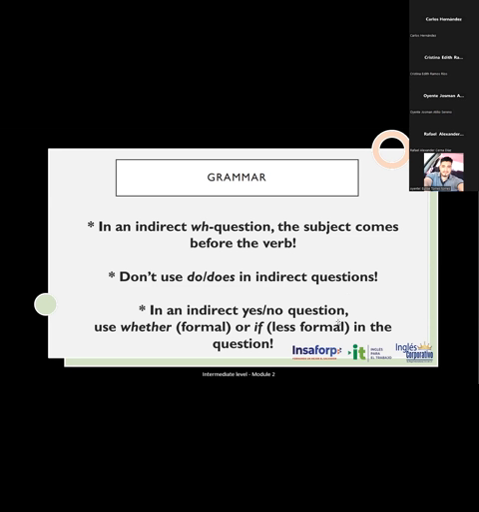So with the direct questions, we change the order. In an indirect yes/no question, we use whether in the more formal way to express. Maybe in your studies, when you are studying, for example, at university, at school, you use whether with your teacher, or with someone in authority that you respect more, or who deserves more respect. And I use if with less formal. But usually we use if for everything.